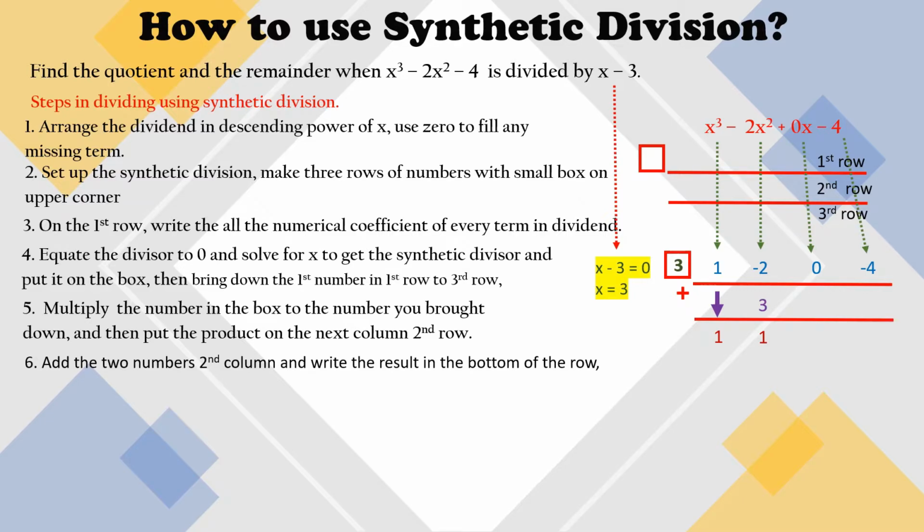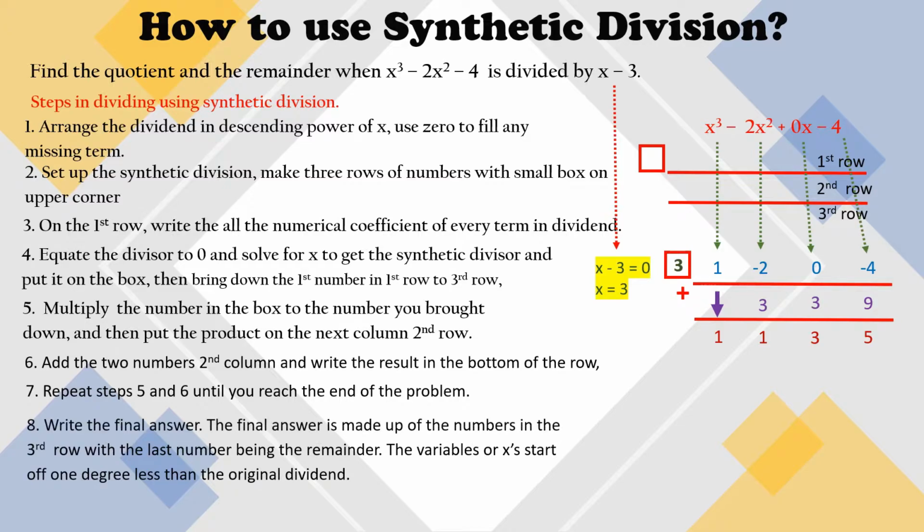Then we write the answer on the third row. Then step 7, repeat steps 5 and 6 until you reach the end of the problem. So we're going to multiply 3 times 1, that is 3. We put it on the next column, second row. Then we add, so 0 plus 3 is 3. Then we multiply 3 times 3, which will give us 9. Then we add, negative 4 plus 9 is 5.